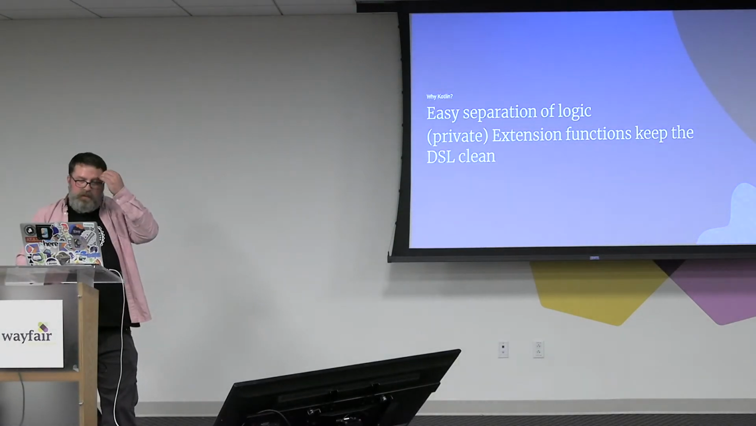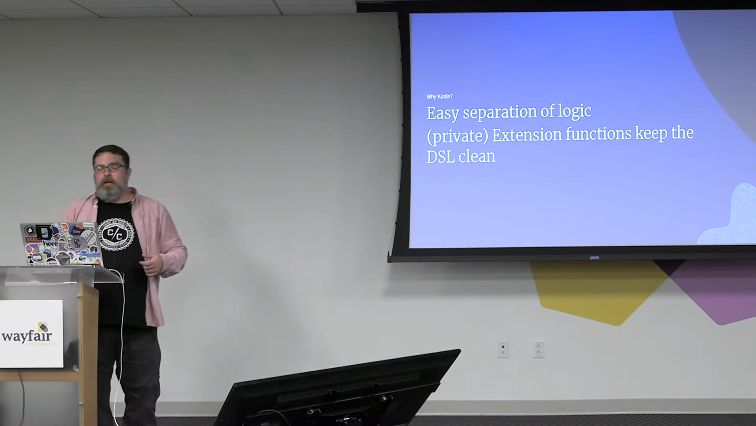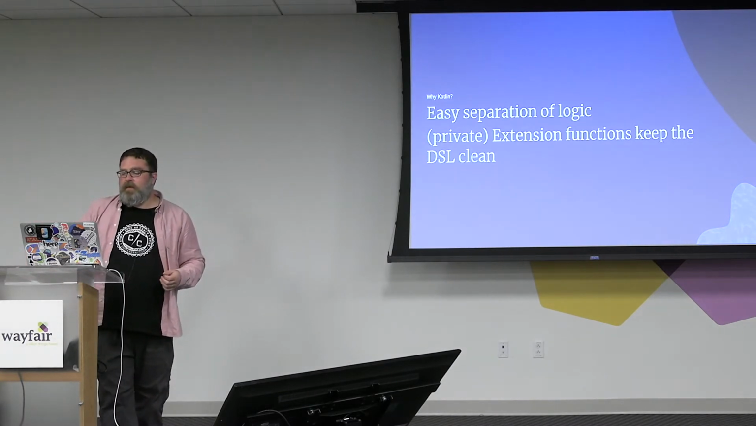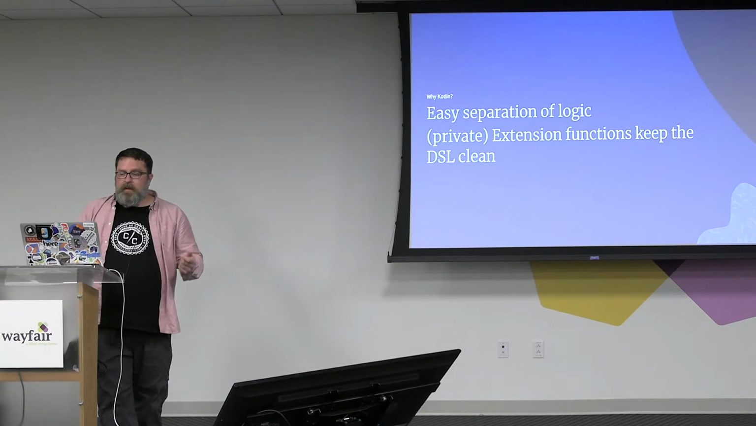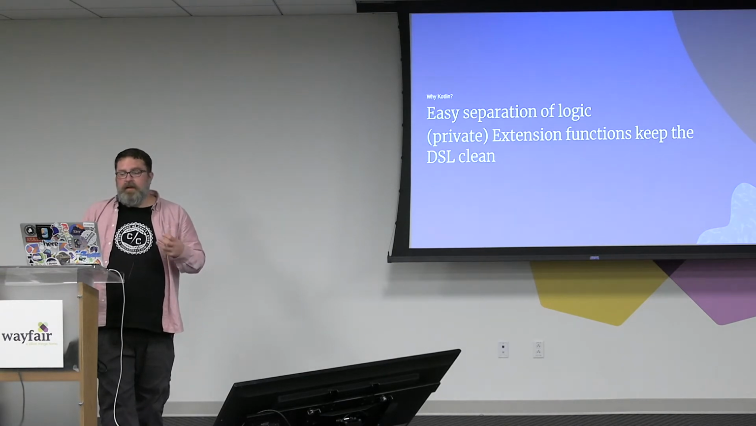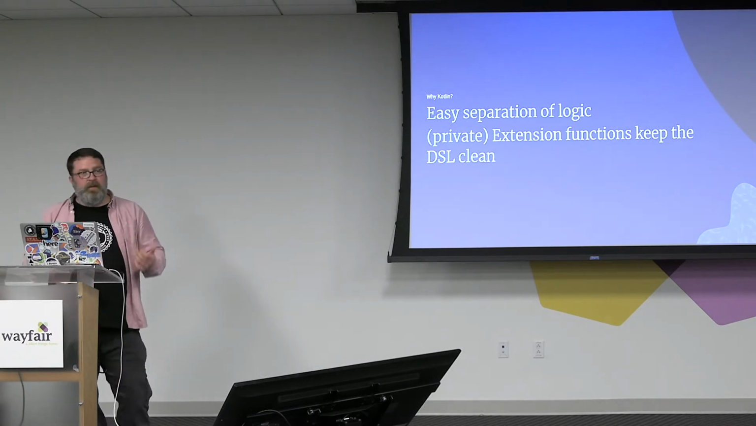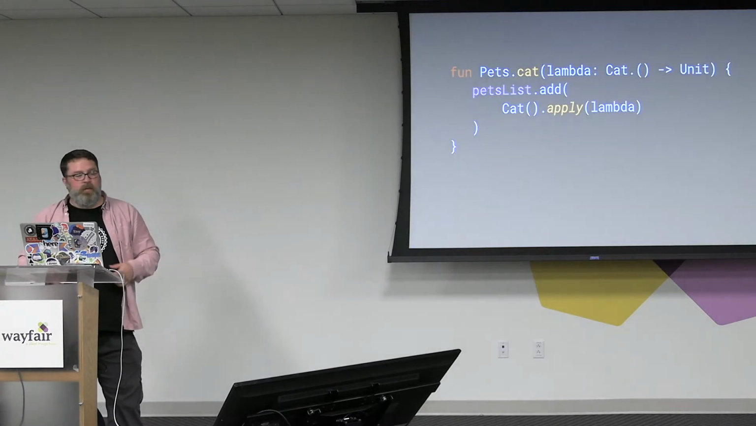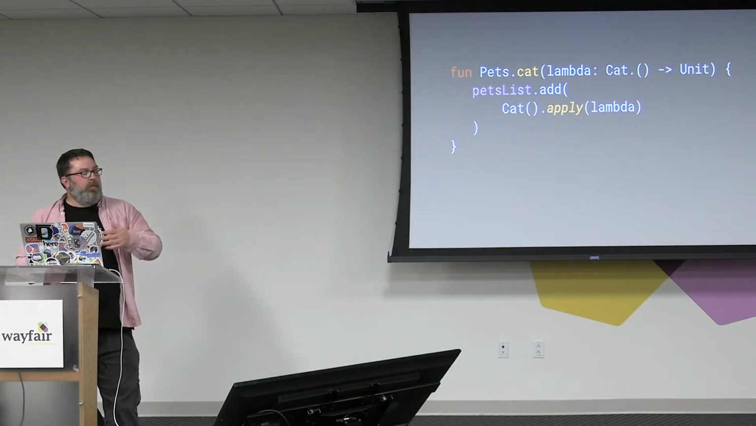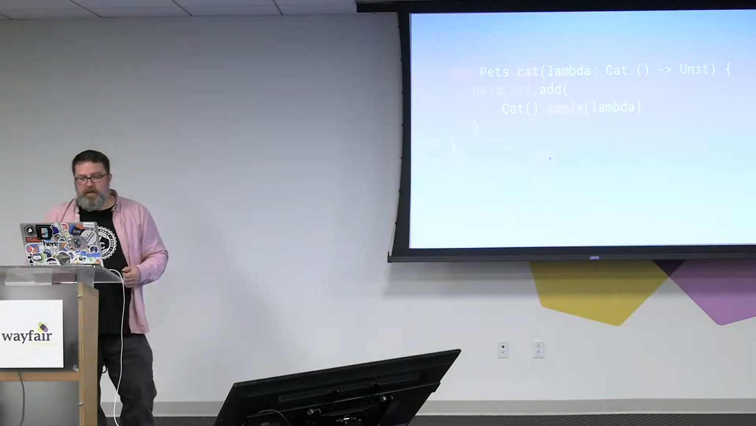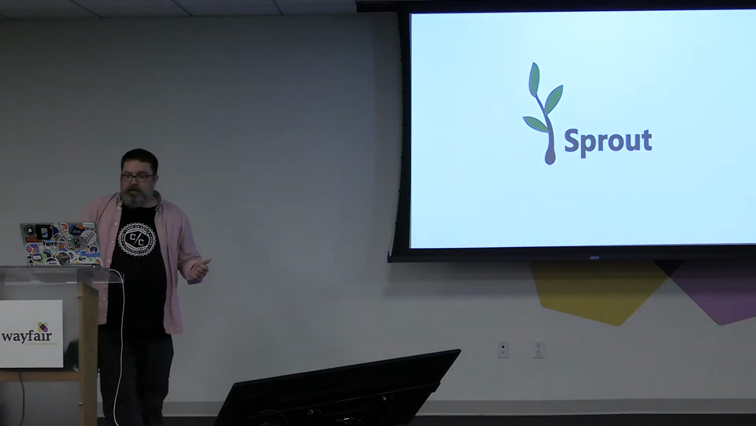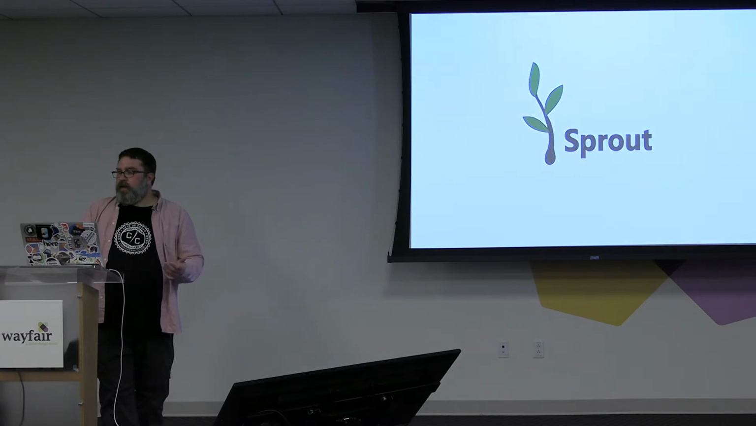And again, Kotlin is very helpful because it's an easy separation of logic. As we saw earlier, you can have this private, context-specific understanding using extension functions on the DSL itself, and that can be very helpful for keeping it clean. We saw that before with pets. We moved our cat function out of the cat class and out of the pets class to its own extension function. So back to Sprout. Let's start looking at what it looks like.